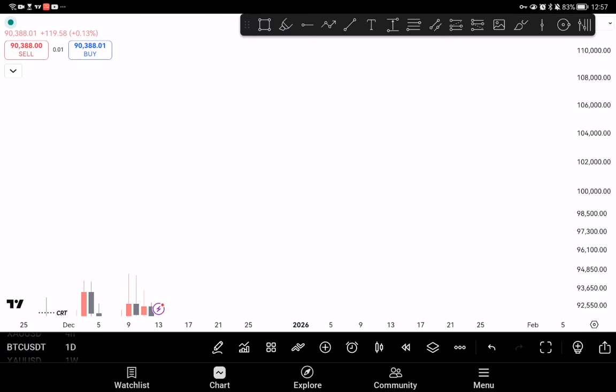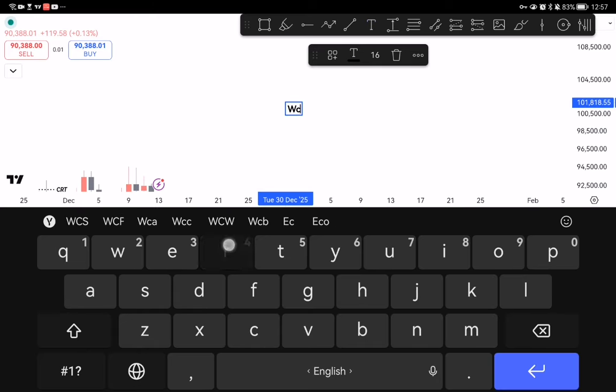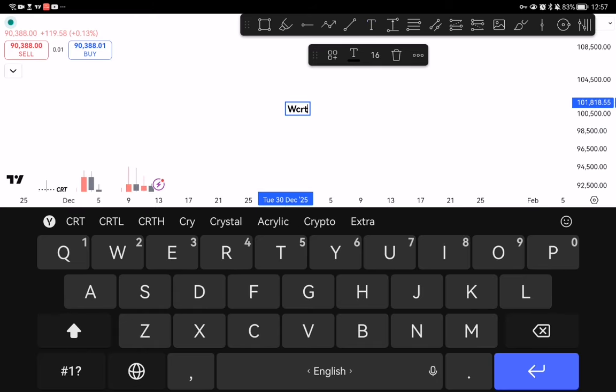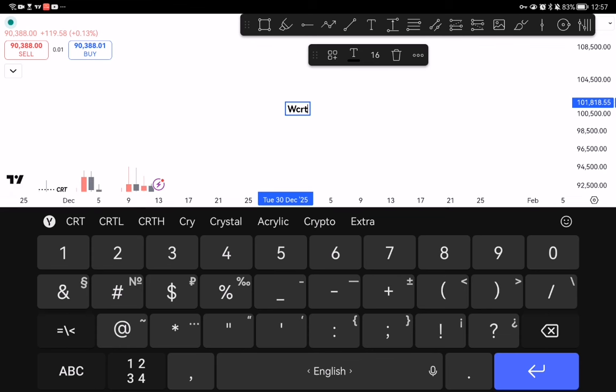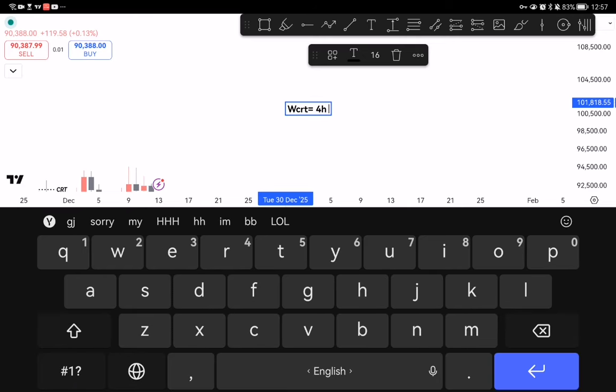So I'm going to write that somewhere here. We are going to take notes together. So weekly CRT is going to equal 4 hours entry.